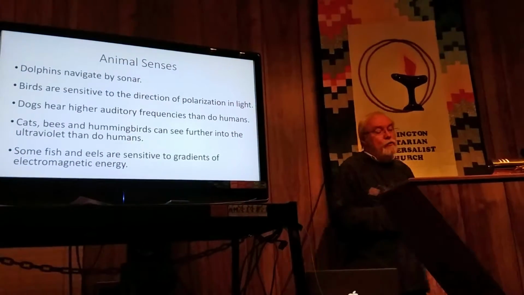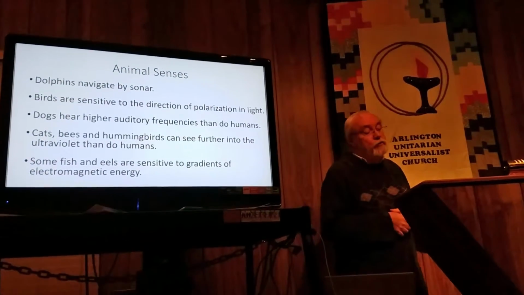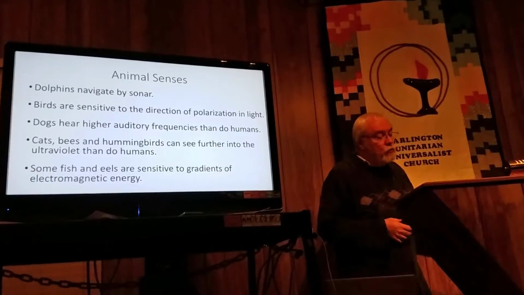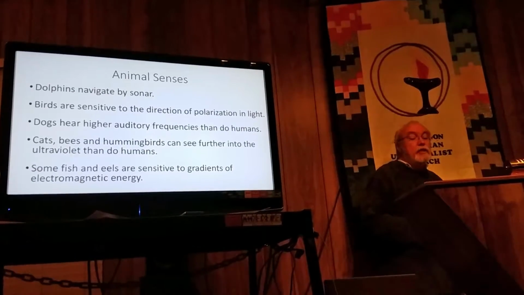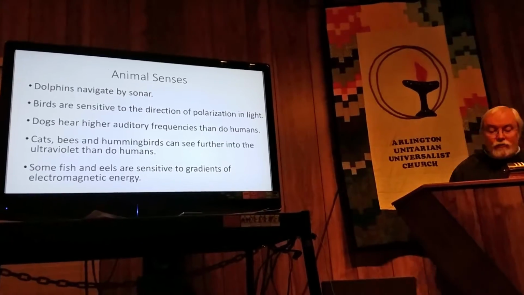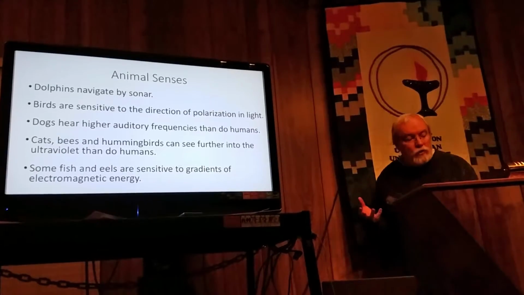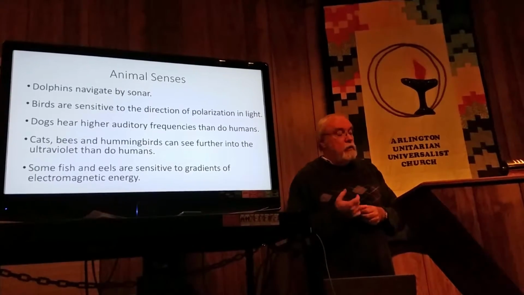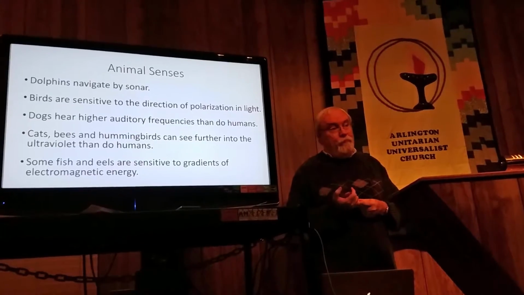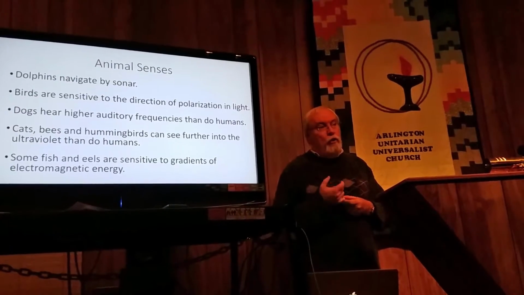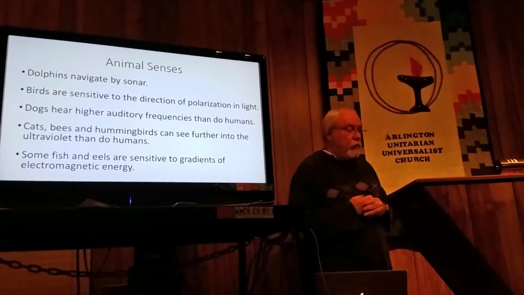Dolphins navigate by sonar. Birds are sensitive to the polarization of light. Dogs can hear higher auditory frequencies than humans. Cats, honeybees, and hummingbirds can see into the ultraviolet. Some fish and eels are sensitive to electromagnetic field gradients. I'll go with the bird example, polarization in light.